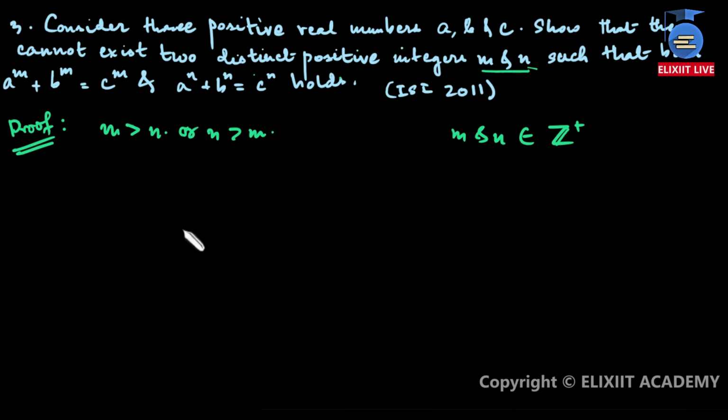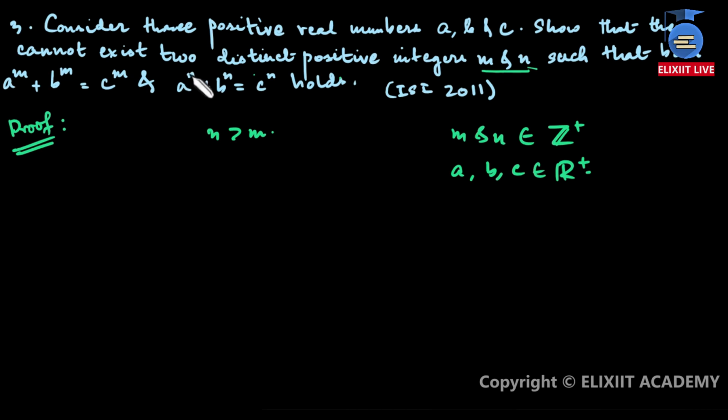A, B, C are real numbers, positive real numbers, which means R plus. So any of this assumption you can consider: m is greater than n or n is greater than m. Accordingly, we'll proceed from here. So let's take this one only. Let's take n is greater than m. You can also take m is greater than n. Let's see what we can get from here.